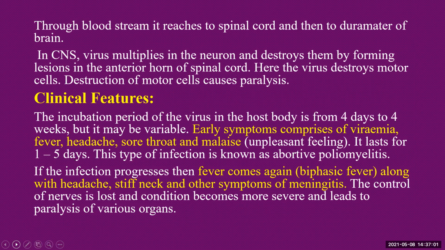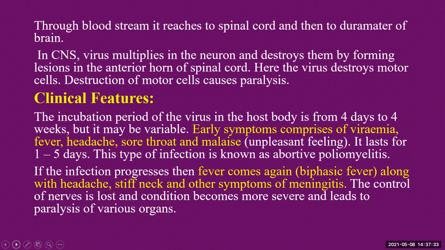Once the organism reaches the blood, naturally fever develops. Through the blood stream, the virus reaches the spinal cord and then the dura mater of the brain. In the central nervous system, the virus multiplies in the neurons and destroys them by forming lesions in the anterior horn of the spinal cord. Here, the virus destroys the motor cells, and destruction of motor cells leads to paralysis.